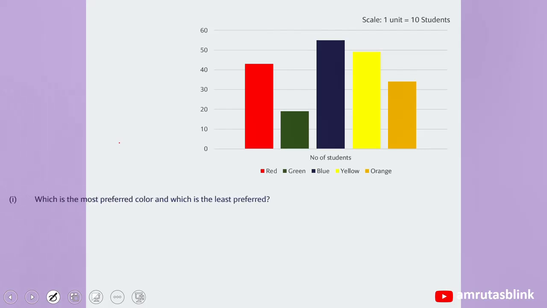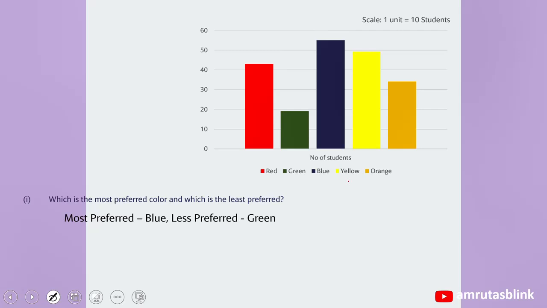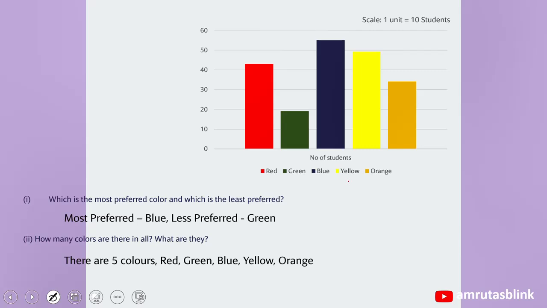Now based on these graphs, we will find out the answer. Here the column which has the highest height will be the most preferred, and the column which has the lowest height is obviously the least preferred color. So we can say blue is preferred by most of the students and green is preferred by the least number of students. How many colors are there in all? Now we have 5 columns on the x-axis, hence there are 5 colors, that is red, green, blue, yellow and orange.